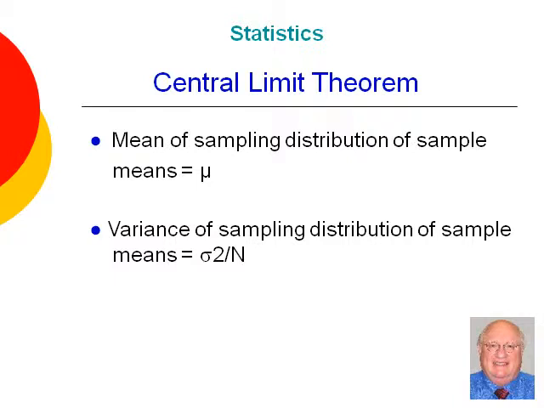The second thing the central limit theorem says is that the variance for all the sample means around the population mean will be equal to the variance of the test divided by the size of the sample, n. Thus, the variance of the test must be adjusted by the size of the sample.